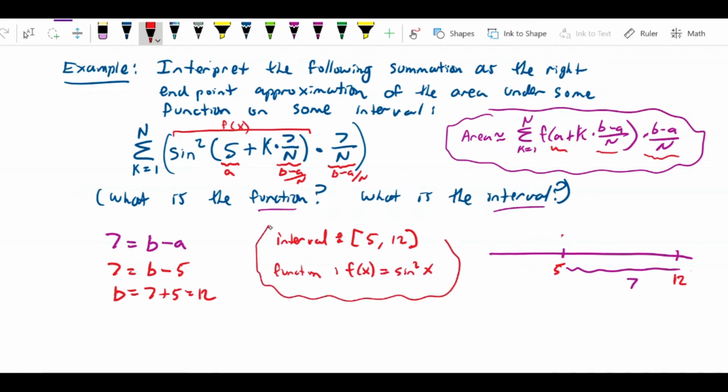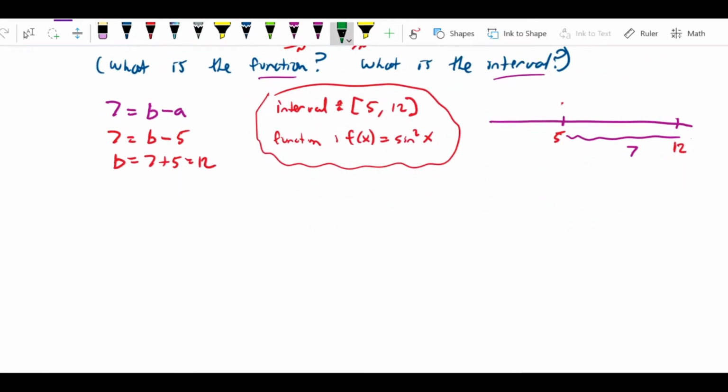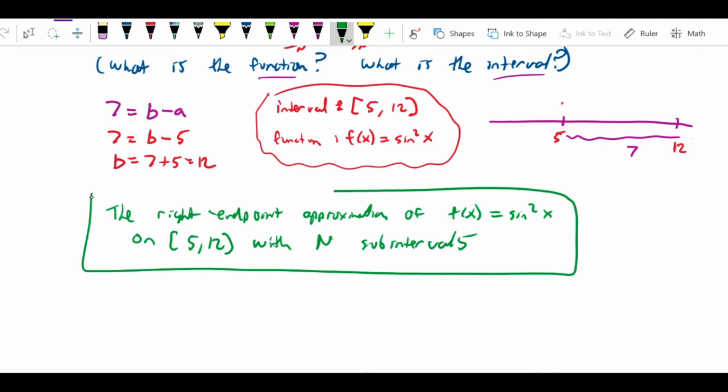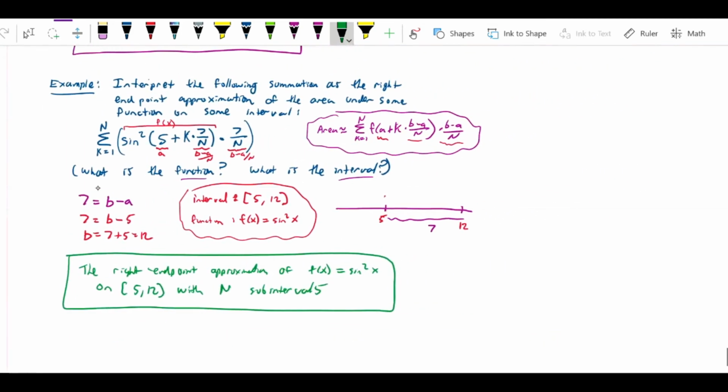So here's the information we need to answer the question. The interpretation is that this is the right endpoint approximation of f of x equals sine squared x on the interval 5, 12 with n subintervals. That's the interpretation of that summation.